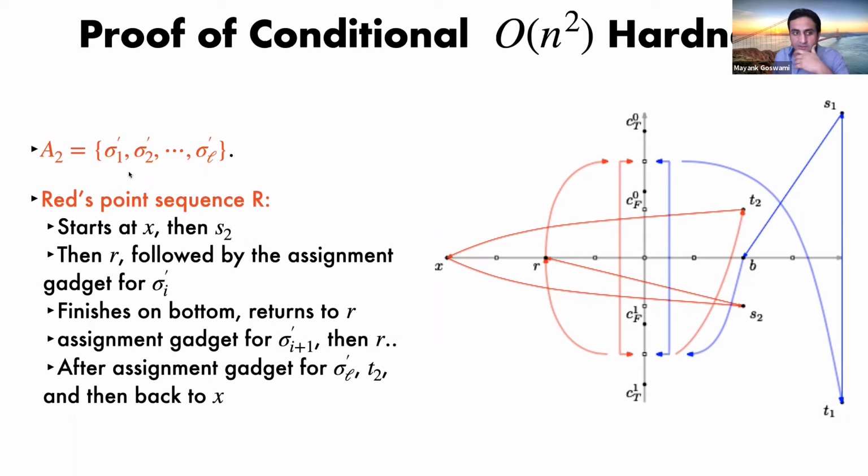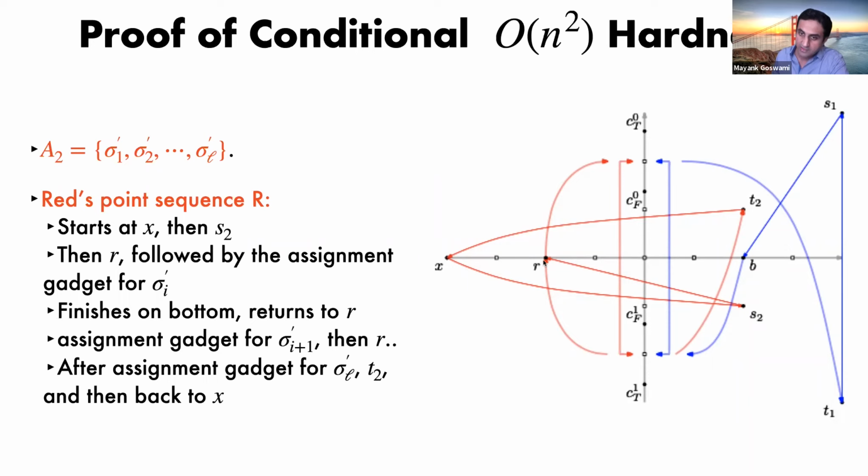Now, what about red? Red has its assignments enumerated for the second half of the variables. And what is red's point sequence? Red will start at X. It'll go to this point, S2. Then it'll come to this point R. From R, it'll start its assignment gadget. So remember, in red's assignment gadget, red starts from top and then goes back and forth for m times, and will finish somewhere on the bottom.